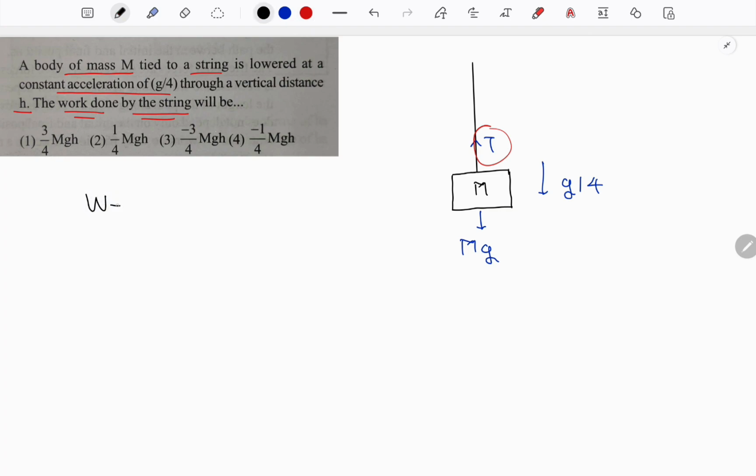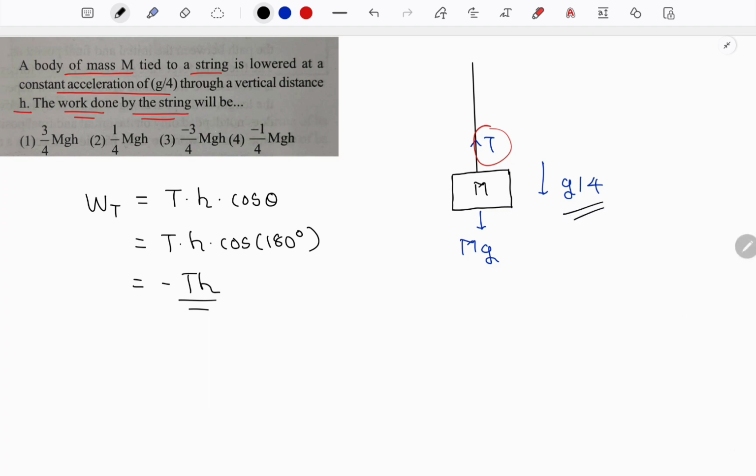So I'm writing down work done by tension as Wt. Work done by tension will be tension into displacement, that is h, into cos of theta. Now, the tension is upwards, displacement is downwards. So obviously the angle between them is 180 degrees and the answer will be minus Th. The only thing that remains to do is we have to find out tension in terms of mg, and that can be done easily by using NLM equations.